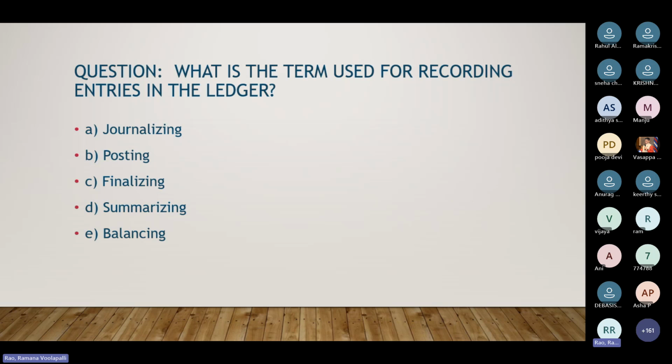What is the term used for recording entries in ledger? Yes. Many people. Pooja madam is saying debit cash. No, madam, what comes in, not cash, purchase will come. Yes. Posting, very good. Many people yesterday gave it wrong. Transferring entries from journal to ledger is known as posting, and entry in journal is known as journalizing. Very good. Thank you, Vinod sir, Mato sir.